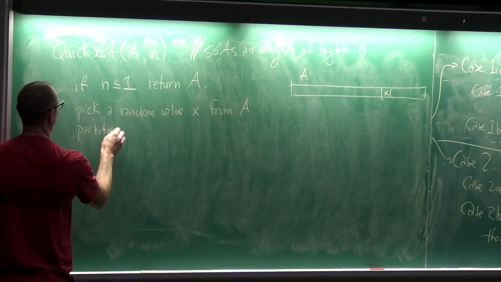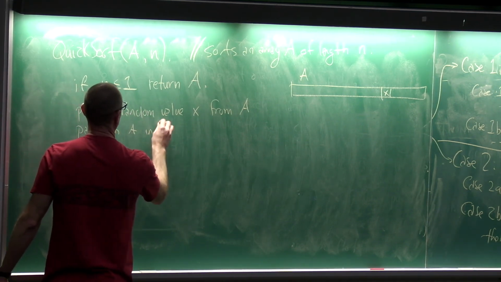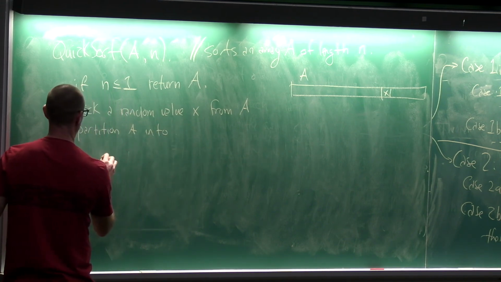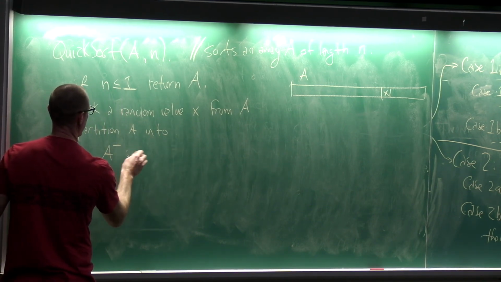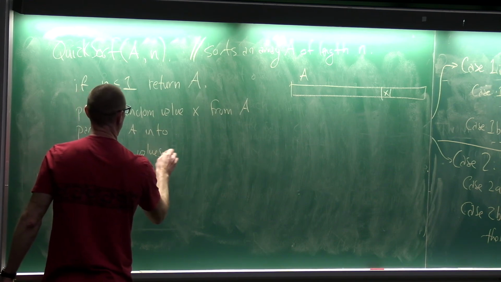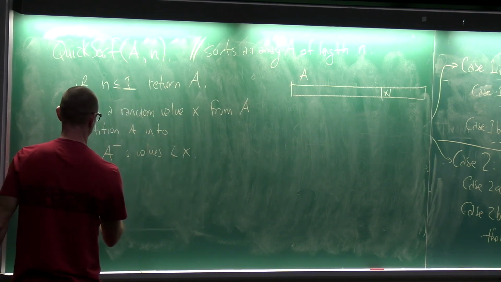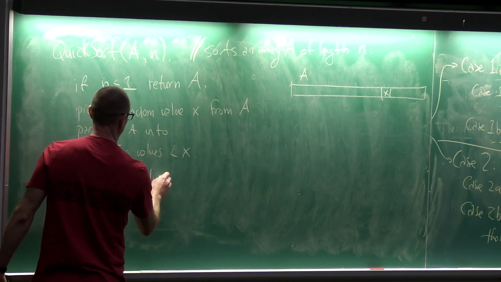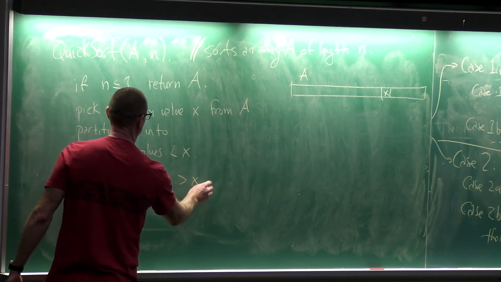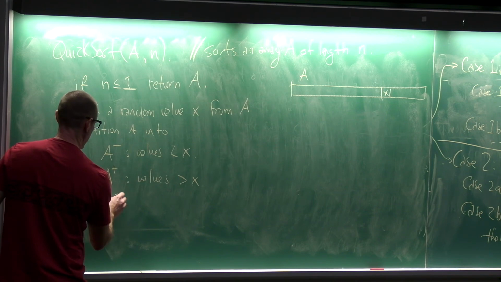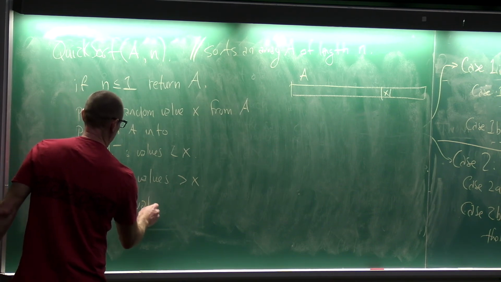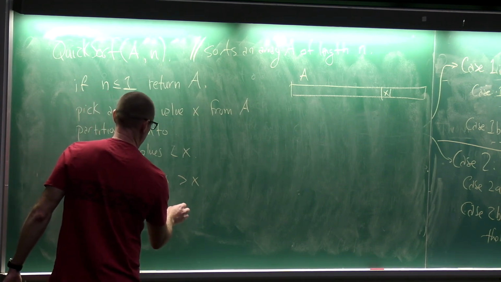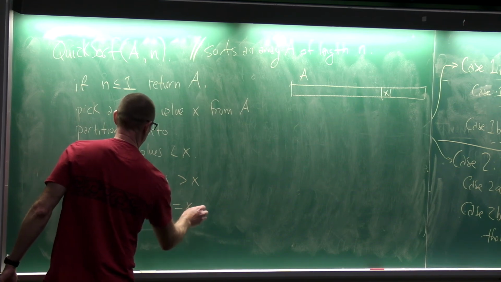And then we partition A into 3 parts. A minus, these are values less than x. A plus, values bigger than x. And A equals, values equal to x.